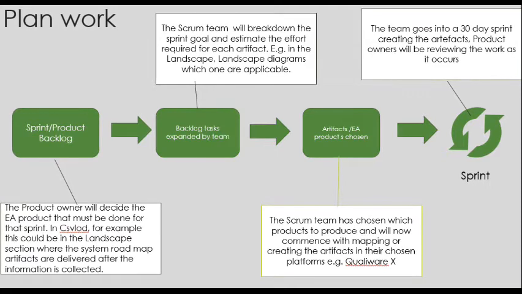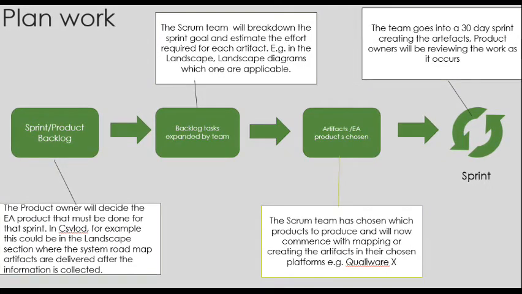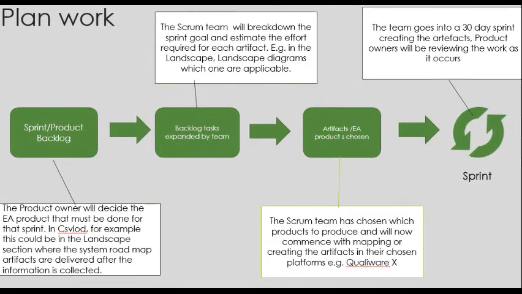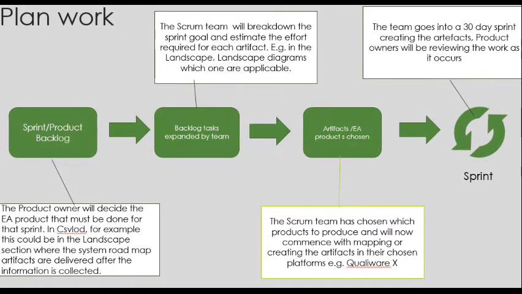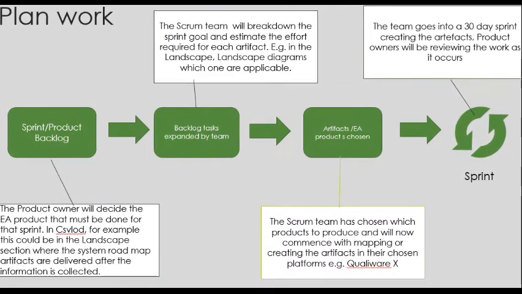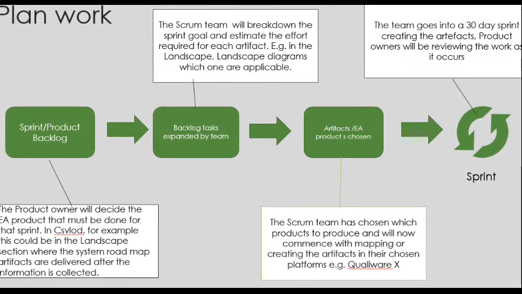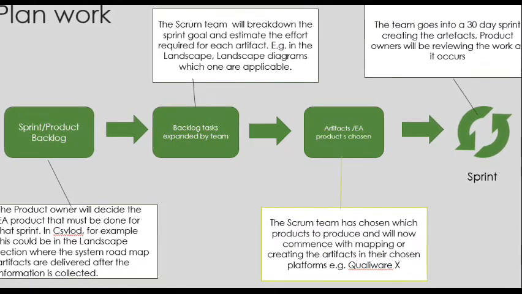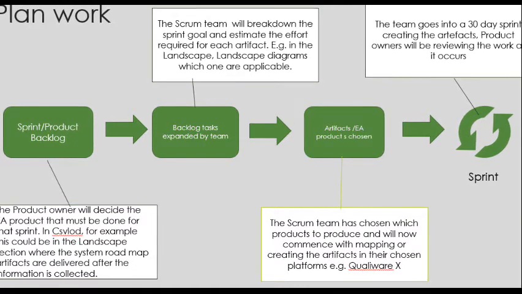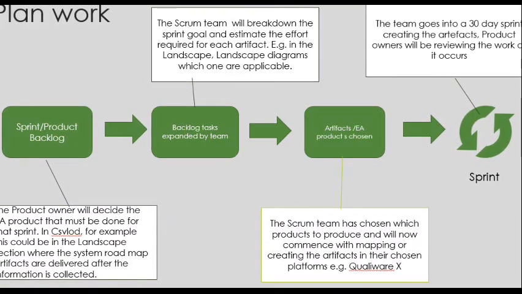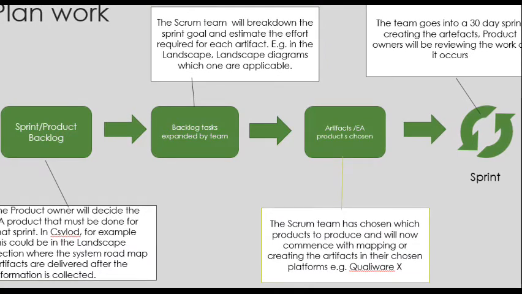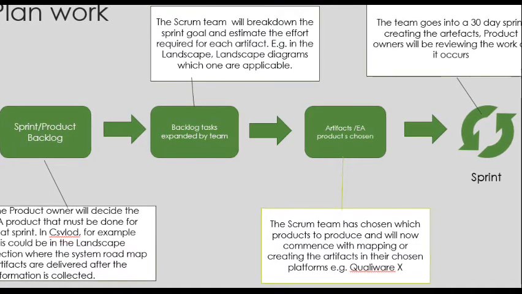The incremental nature of agile development allows us to develop different products of EA management at different rates. For example, under the landscape, we can produce different artifacts that ensure that it's iterative and progressive. To the next slide. Now we look at actually how we integrate the CSVLOD method with Scrum.